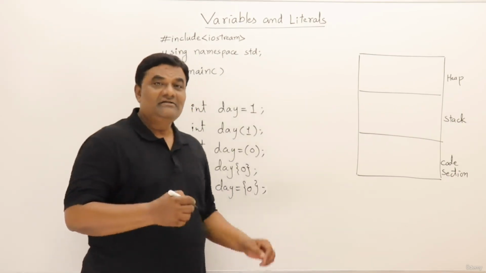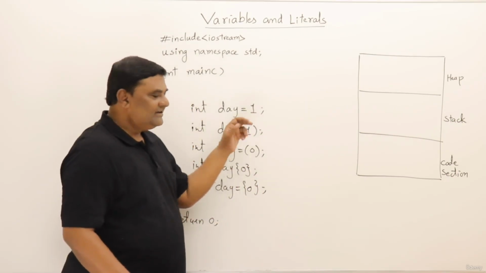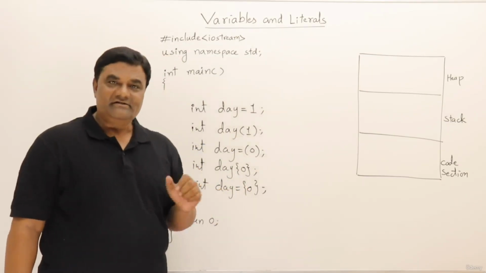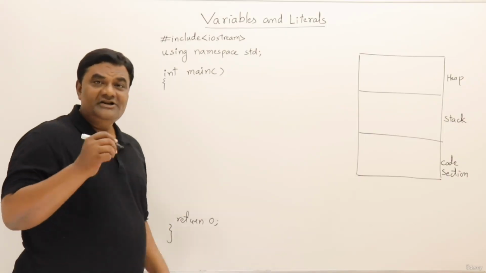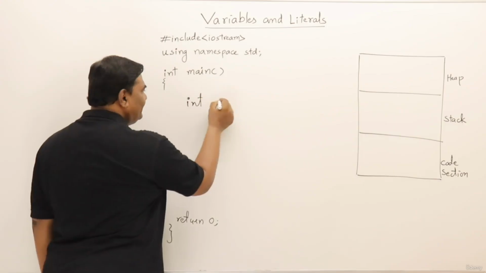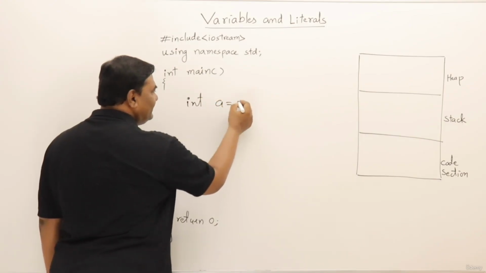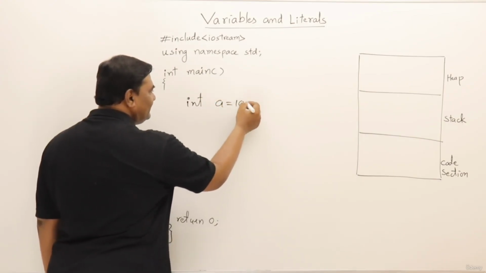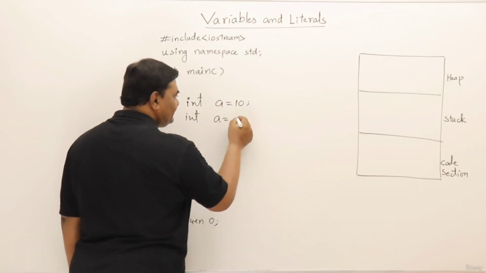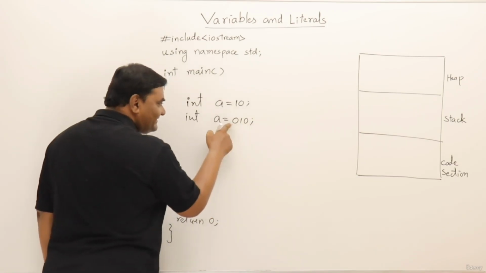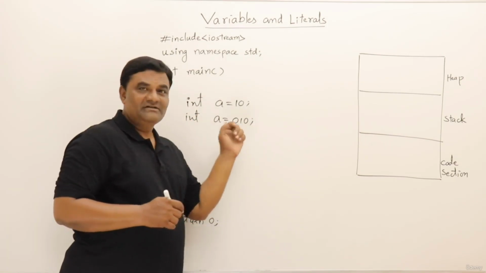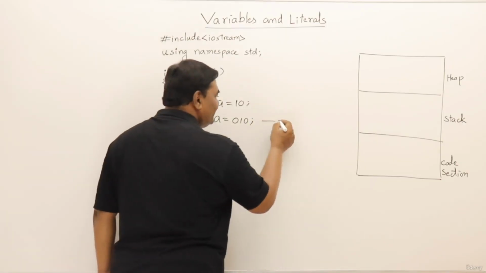Now, next is literals. Means I am assigning some value here. So what are the types of values that we can assign? Let's see literals. First, I will show you integer literal. Suppose I am taking an integer type of value, then I can assign the number 10. This is a decimal number system. Or I can assign 010. It is starting with 0, prefixed with 0, which means it is octal number system. In decimal, this will be 8.